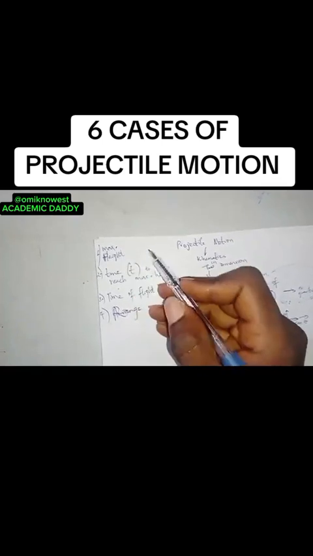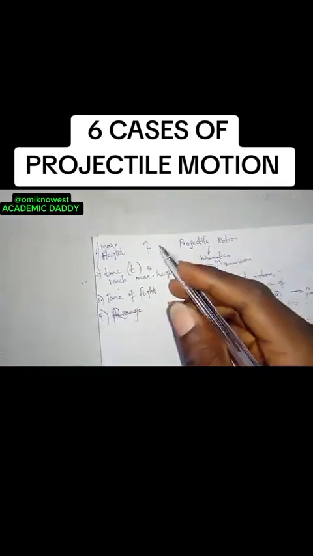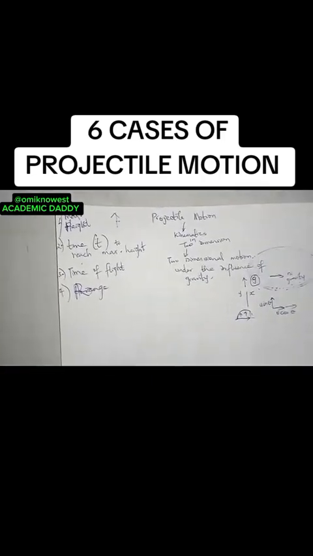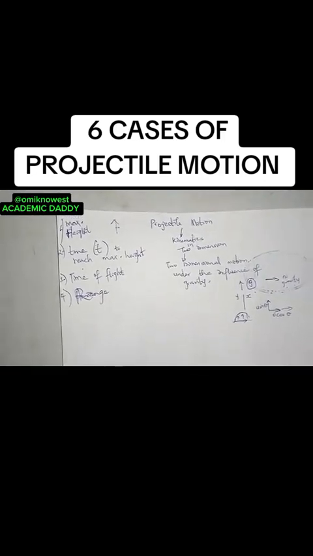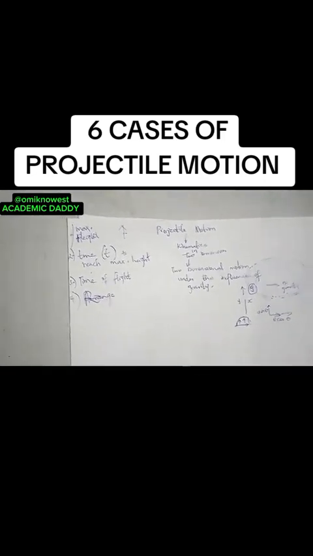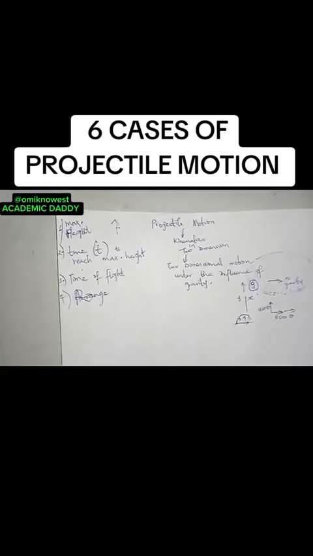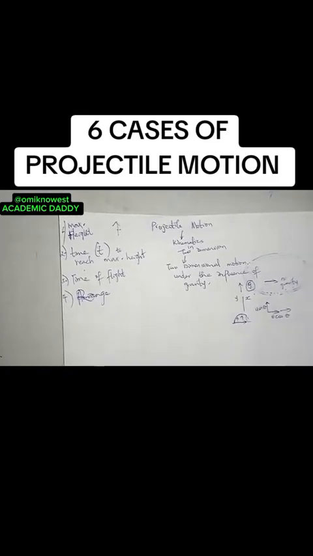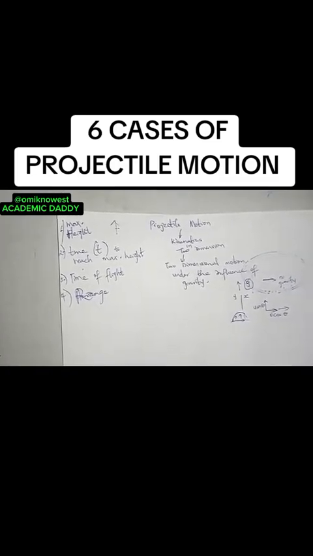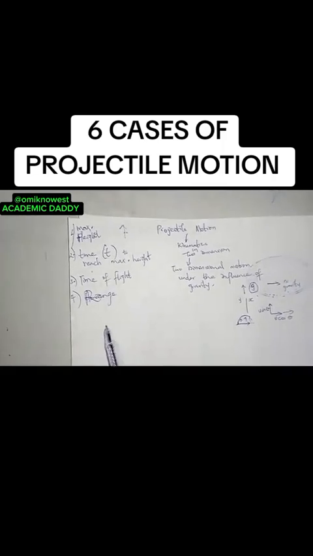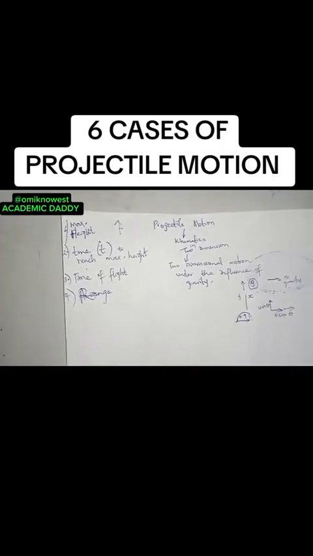So maximum height is the highest vertical distance. Time to reach maximum height is the time for it to move from the starting point to the highest vertical distance. While time of flight is the time for it to reach the highest vertical distance and return back to the ground or to its rest level. While range is the total horizontal distance covered before hitting the ground.